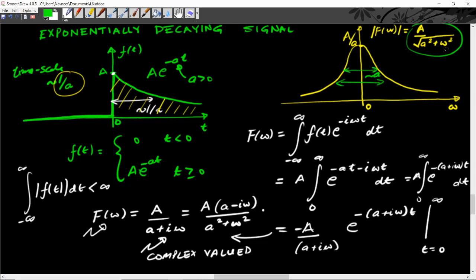half of its peak value, then this would occur at values of omega that are square root of 3 times a and minus square root of 3 times a. So we can see that the width of this Fourier transform scales as a, in contrast to the function in time domain where the width of the function scales as 1 over a. So again, we have a reciprocal relationship between the characteristic width of the signal in time domain and that in the frequency domain.